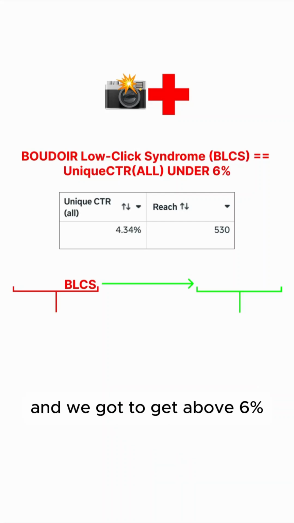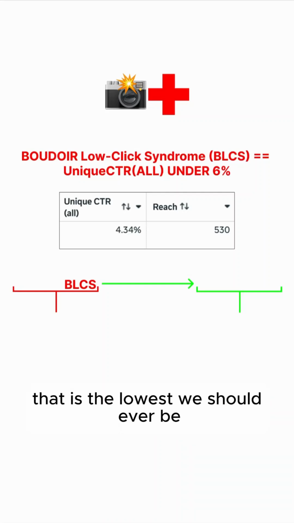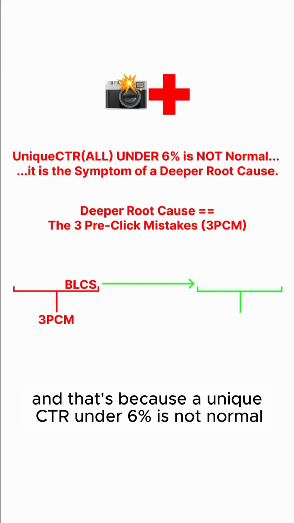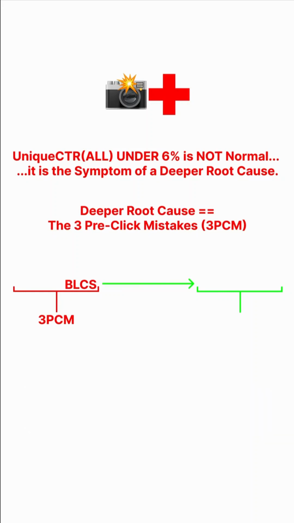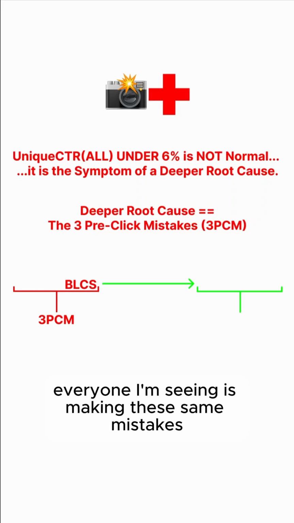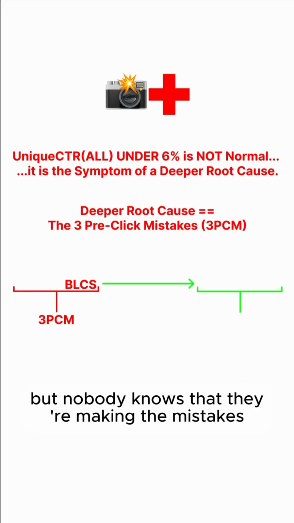And we got to get above 6%. 6% is literally the minimum. That is the lowest we should ever be. And that's because a unique CTR under 6% is not normal. It is actually the symptom of a deeper root cause. And that deeper root cause are the 3 pre-click mistakes. Now, this is super common. Unique CTR under 6% is because everyone I'm seeing is making these same mistakes, but nobody knows that they're making the mistakes.